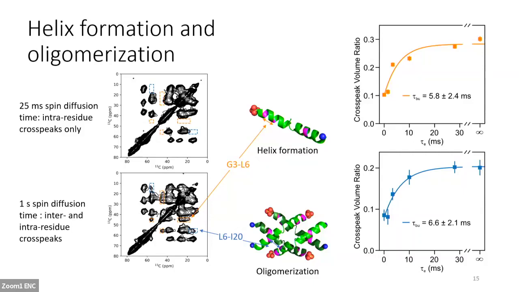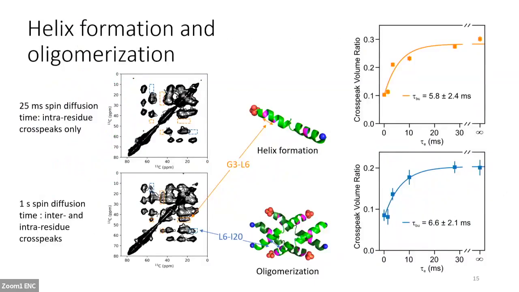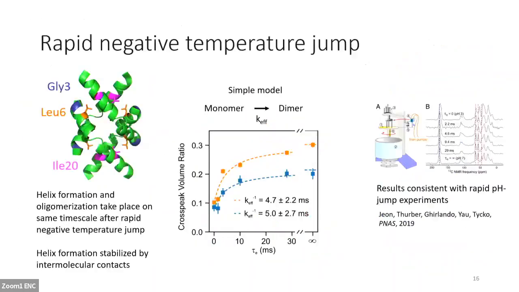So as I was saying, by looking at the buildup of these two sets of interresidue cross peaks, we can look at the buildup of oligomerization and helicity separately. So we see that these occur on a similar time scale. That was the first punchline of my talk.